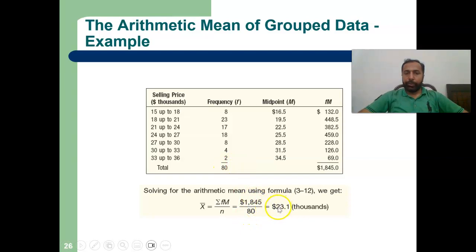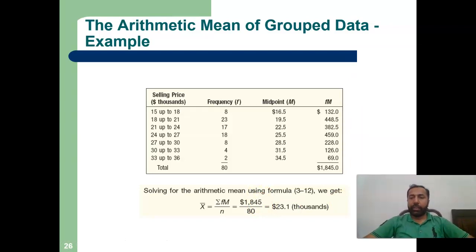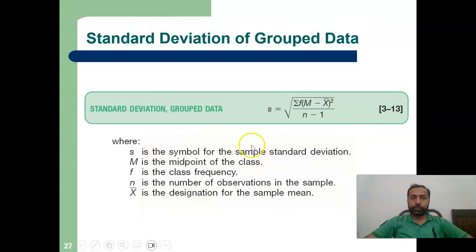So the mean or average price of the cars sold is $23,100. This is how we do the calculation for the mean of grouped data. Once we find this mean of the grouped data, we can use it in the calculation of variance and standard deviation.